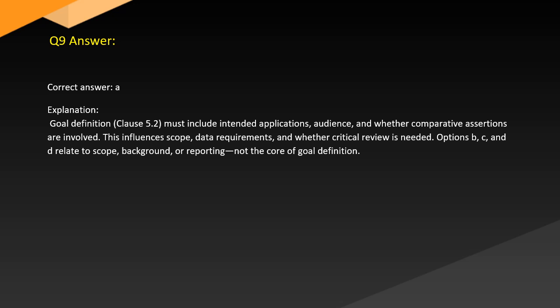Answer. Correct answer: A. Explanation: Goal definition, Clause 5.2, must include intended applications, audience, and whether comparative assertions are involved. This influences scope, data requirements, and whether critical review is needed. Options B, C, and D relate to scope, background, or reporting, not the core of goal definition.